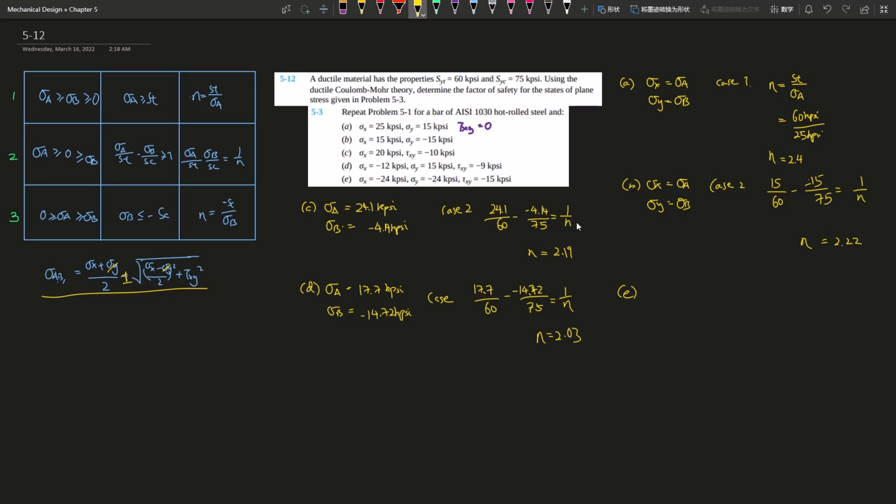And then for E, again, plug everything in. Principal stress A equals negative 9 kpsi, and stress B, you plug into the transformation equation or Mohr circle, equals negative 39 kpsi. And this is case three, because A and B are both smaller than zero. So N equals negative S_C, the yield compression stress, divided by stress B, which in this case is 75 over negative 39. Now your n should give you 1.92.